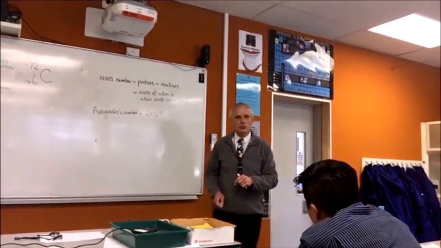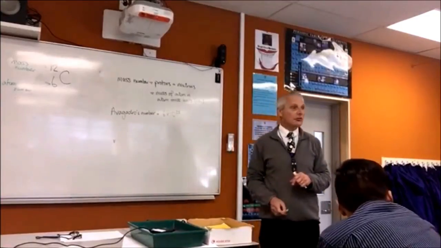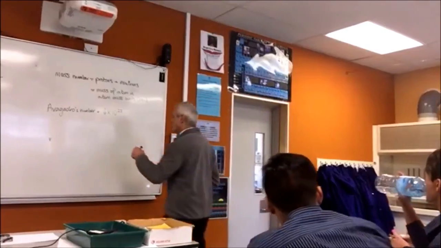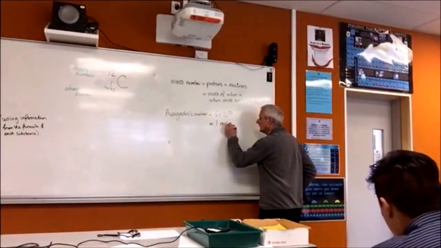Yeah, so it's 23 zeros. Which is a pretty big number, and it's not something that we want to be dealing with all the time when we're actually quoting this. So we call that a mole.